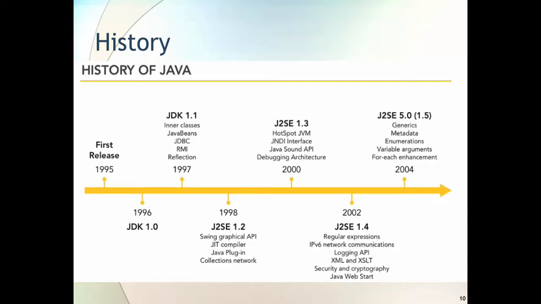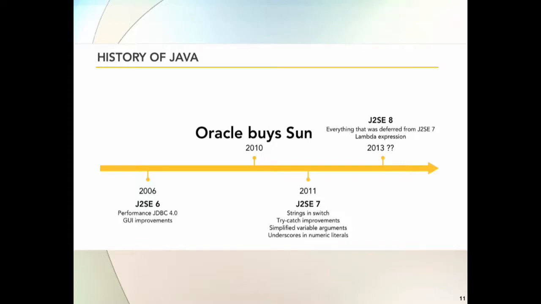J2 SE 5.0, actually 1.5, in 2004. In 2004 they decided to change the naming scheme, because they were increasing from 1.2 to 1.3 to 1.4, and at that point they wanted to make it Java 5, or J2 SE 5.0. And in 2006 Oracle bought Sun, so it's no longer owned by Sun Microsystems. Then 2011, J2 SE 7, and most recently, J2 SE.